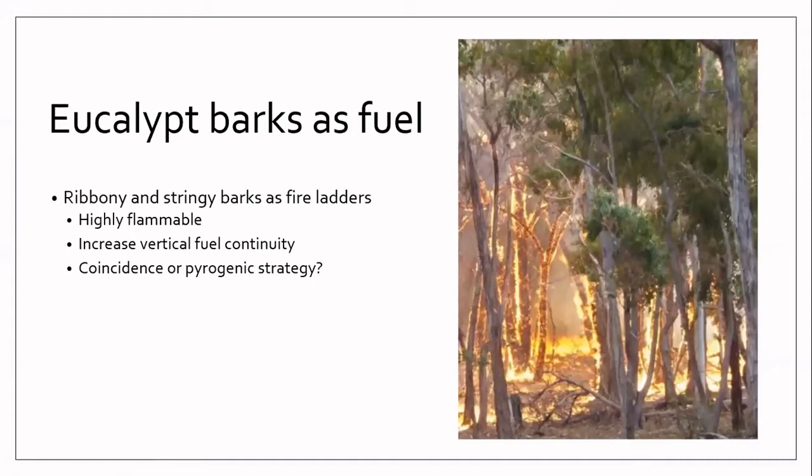Bark types also contribute differently to fire behavior. The ribbony and stringy barks in particular form fire ladders that increase risk of crown fires through vertical fuel continuity. They're highly flammable, especially the stringy barks. And this is thought to possibly be a pyrogenic strategy, although it hasn't been demonstrated, and it's pretty controversial in the literature.